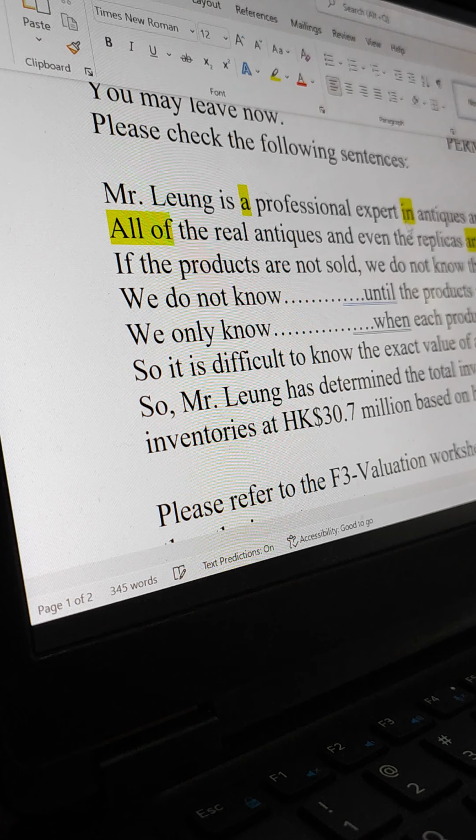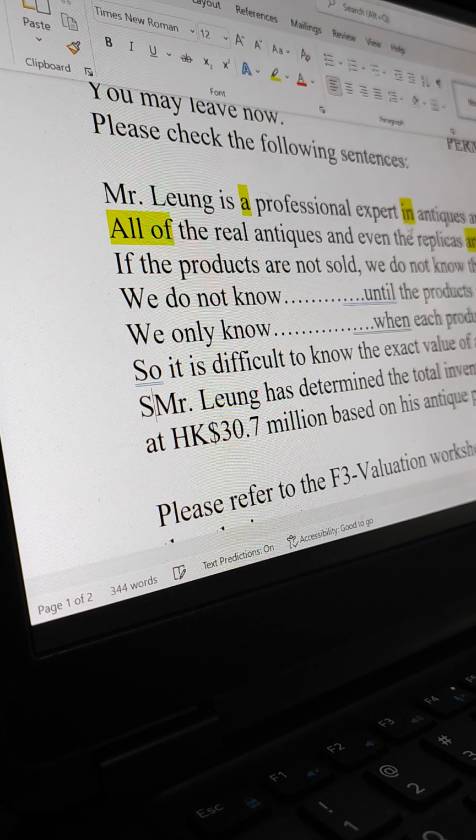Is that kind of what you want to say? It's difficult to know the exact value of all of Mr. Leung's inventory. Yes, yeah. You see, you've used "so", but I feel that it doesn't really follow on with "so he has determined". I think you shouldn't use "so" like that.